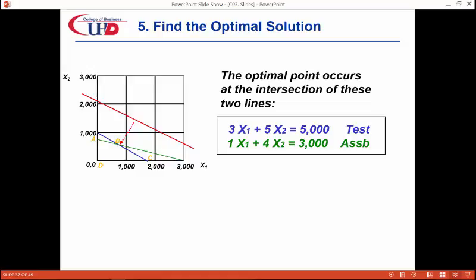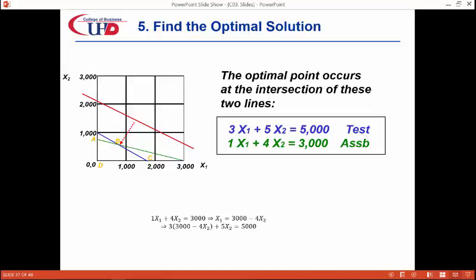Let's figure out the numerical values of the optimal point. We know B is the intersection of the testing constraint and assembly constraint lines. So we can compose the corresponding group of equations. To solve this equation group with two equations and two unknown variables x1 and x2, we start with the assembly equation. Moving 4x2 to the other side of the equal sign, we have x1 equal to 3000 minus 4 times x2.